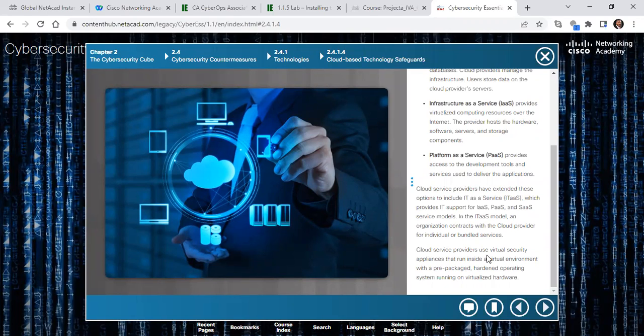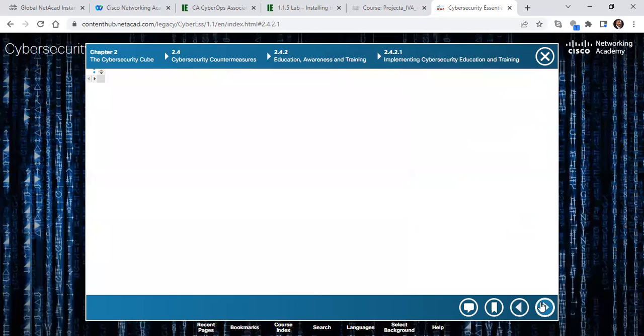Cloud service providers use virtual security appliances that run inside their virtual environment with a prepackaged hardened operating system running on virtualized hardware. You see where they put the word hardened, that means the security they've created is not something you can just break into, all right? So a cloud-based technology safeguard is one of the best.